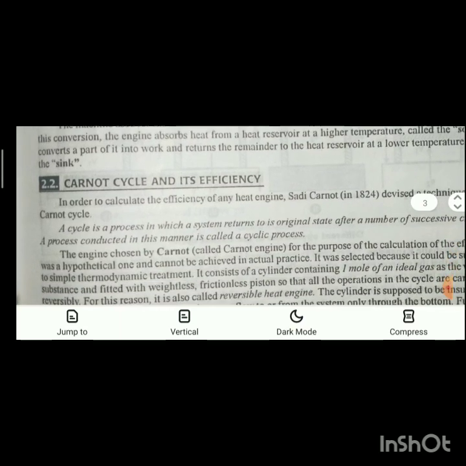In order to bring about this conversion, the engine absorbs heat from a heat reservoir at a higher temperature called the source, converts a part of it into work, and returns the remainder to the heat reservoir at a lower temperature called the sink. Carnot cycle and its efficiency.